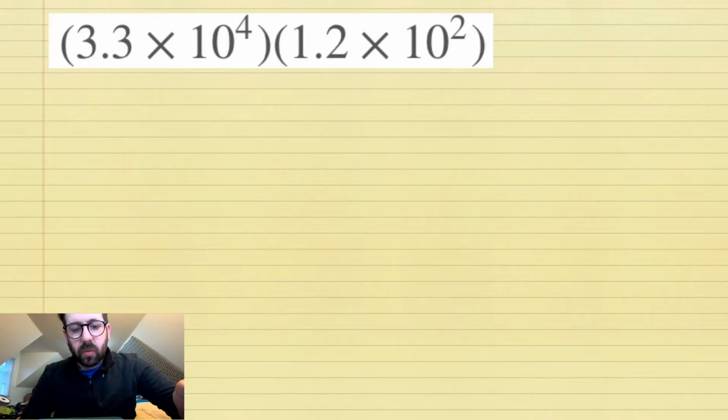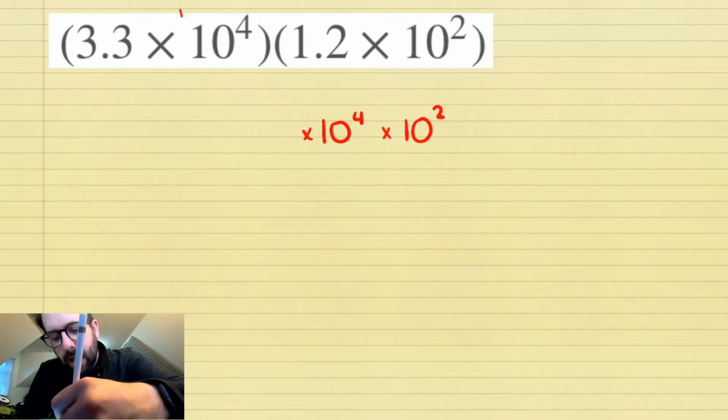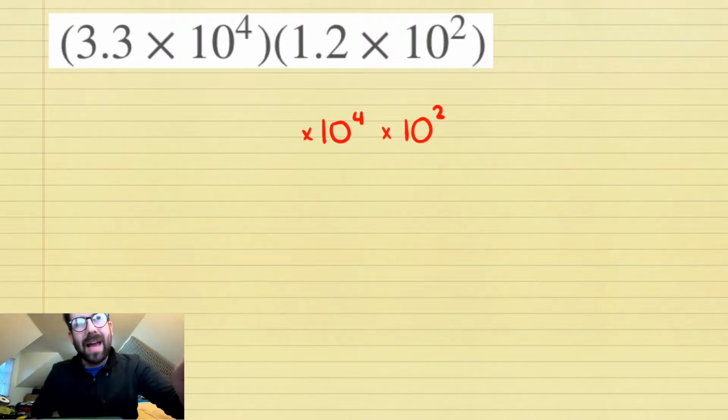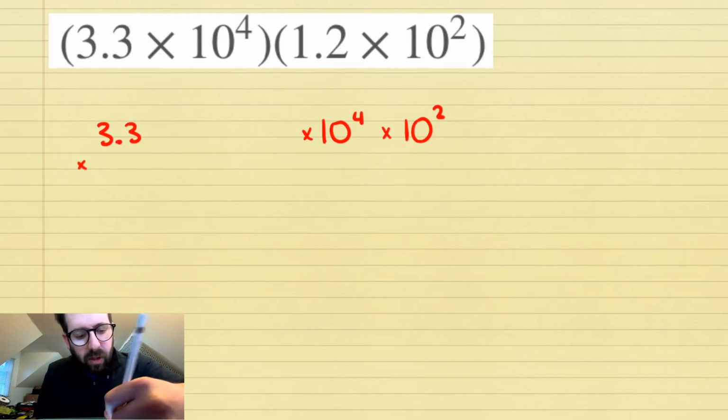Here we're going to multiply these together. With multiplying, it's not like adding and subtracting. You can just multiply any 2 numbers together. The powers of 10, 10 to the 4th and 10 squared, get thrown in the back. We're going to add those together later, because it's like a variable. When you multiply things, the variables just get dumped in the back. What you do is just multiply the 3.3 times the 1.2.